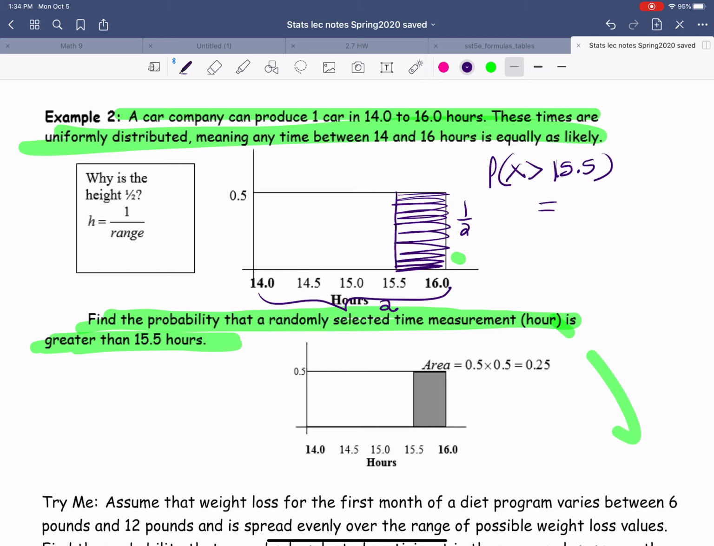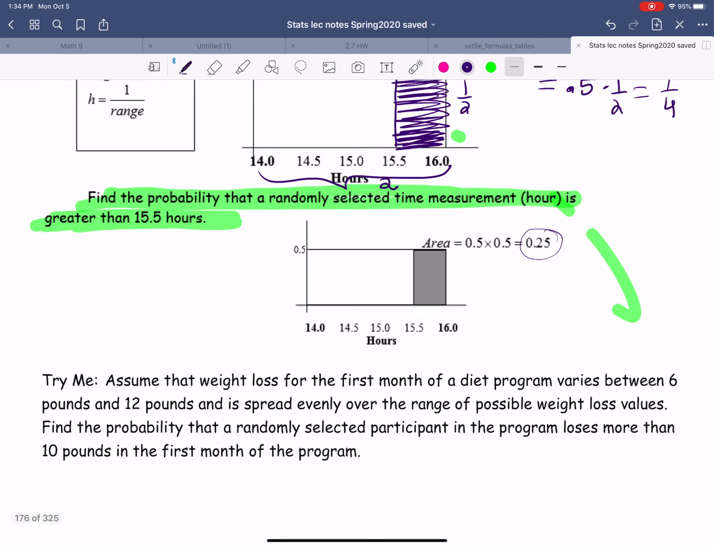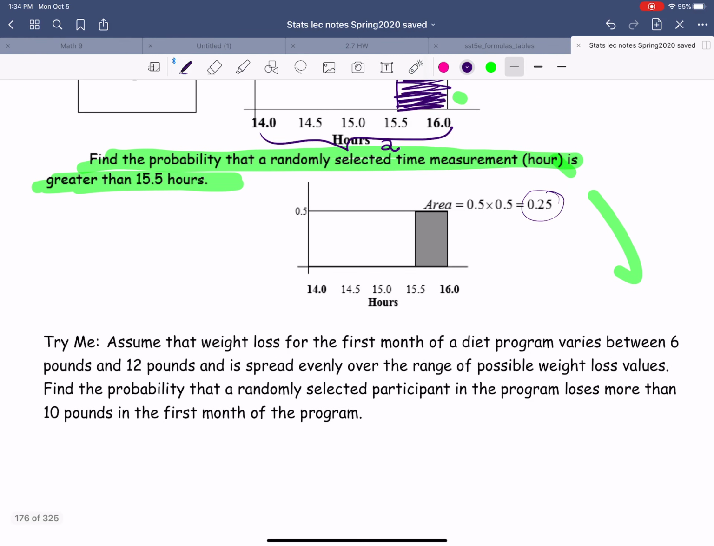So this turns out to be between 15.5 and 16. The width of this shaded rectangle is 0.5 and the height is 1/2, so that's going to be 1/4. So 25% is the area. And we can interpret and say the probability that a randomly selected car took more than 15.5 hours to make is 25% or 0.25.